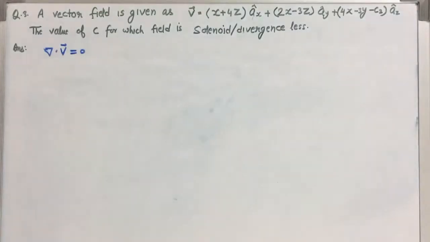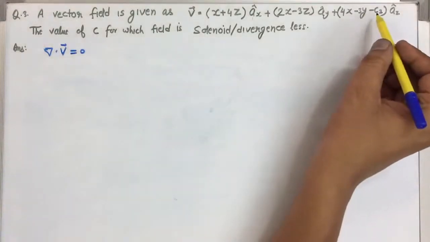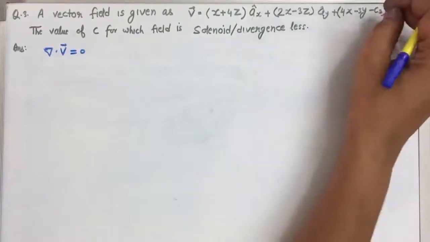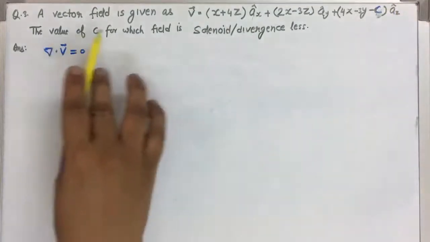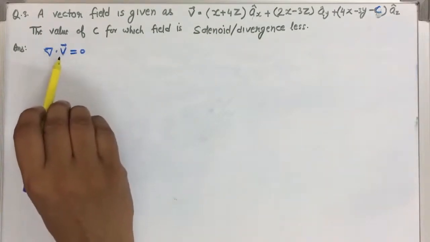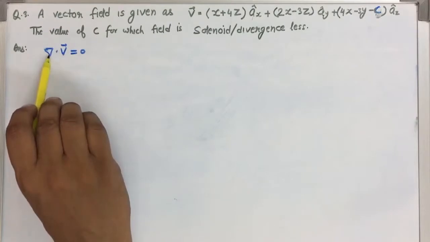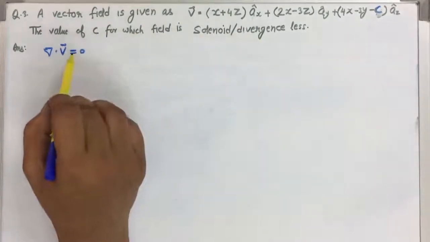And if it is already said that the divergence of the field is 0, then the other unknown parameter you have to find. So for this question they said find the value of C so that this vector becomes solenoidal. So let us start, and before starting, the first thing I have to decide is the divergence should be del dot V, and it is divergence-less, so it should be 0, first thing.